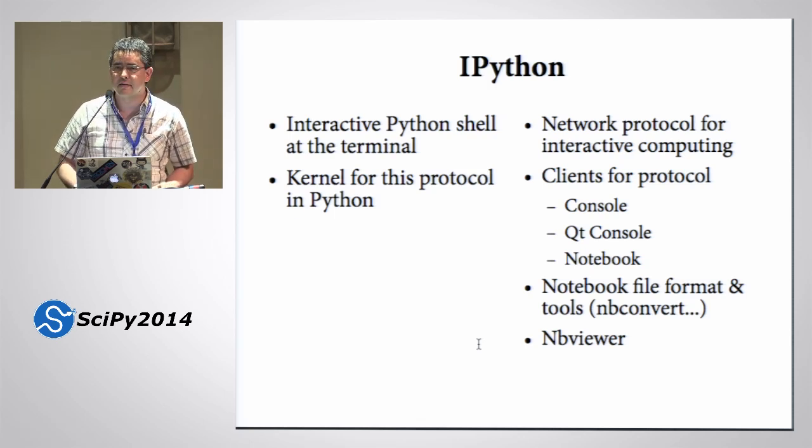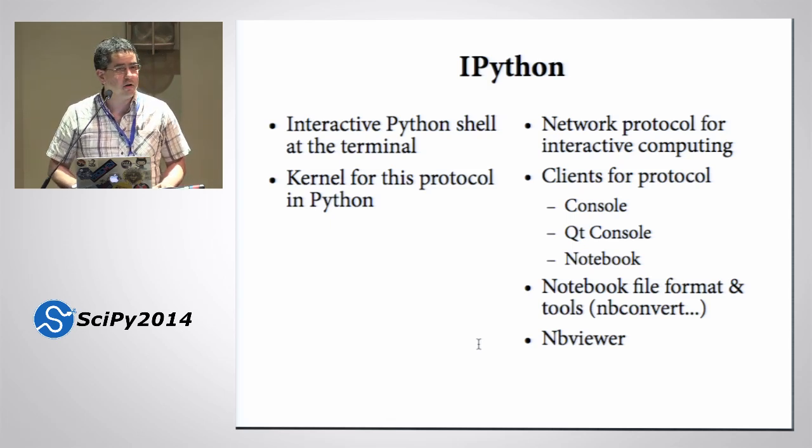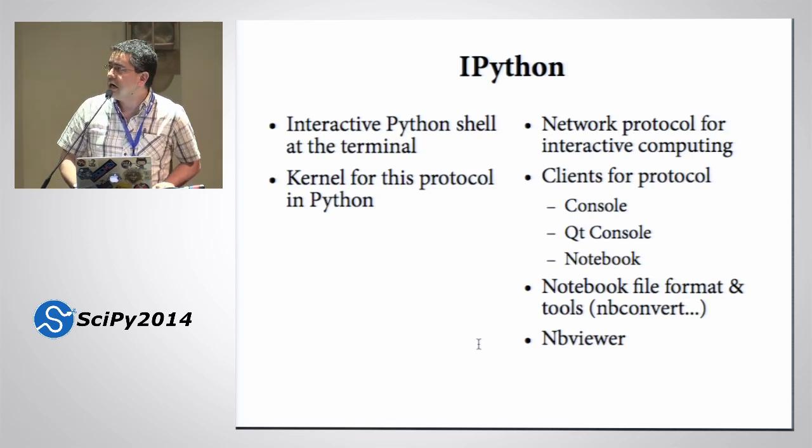these are some of the pieces that make this weirdly scoped project that we call IPython. It is an interactive Python shell at the terminal, and it continues doing that. That shell, those ideas have been abstracted into a network protocol for interactive computing, and Lorena made a number of really amazing points this morning about what interactive computing is, and those hit close to heart, obviously, for us.